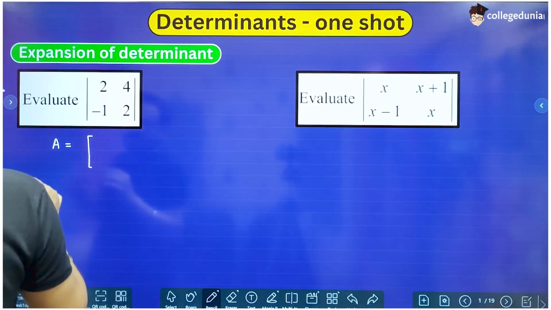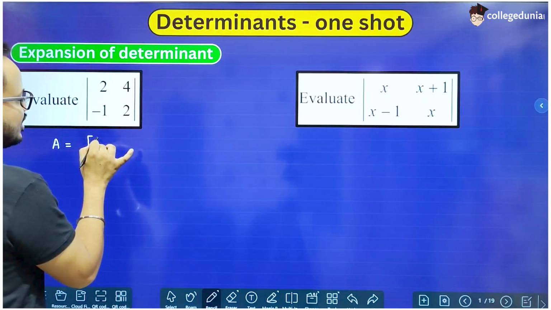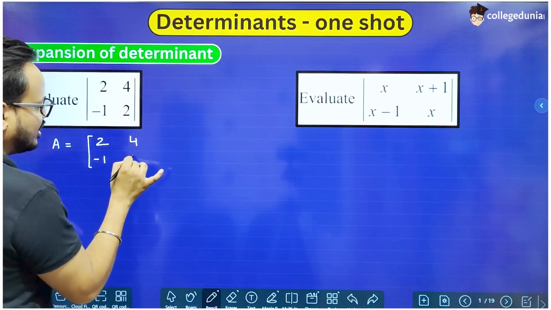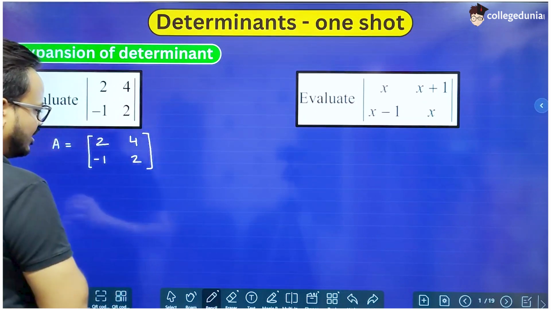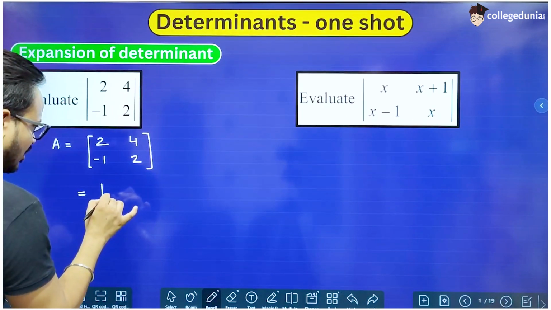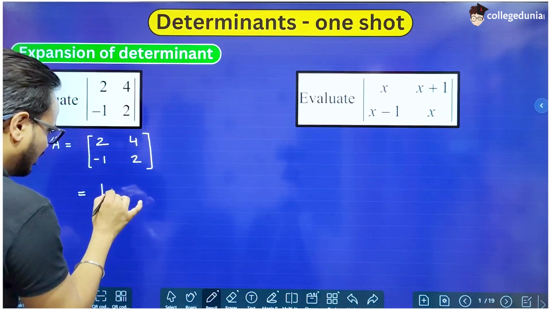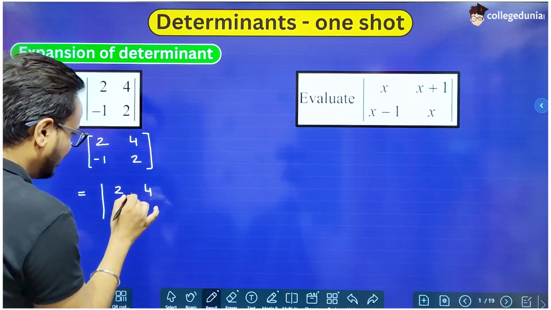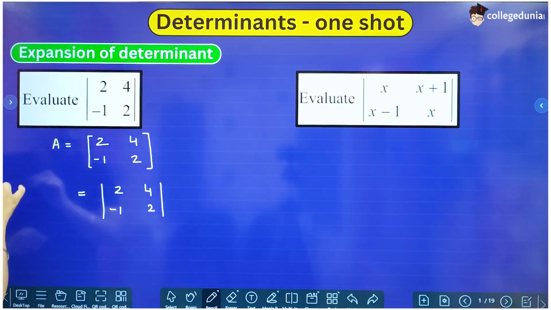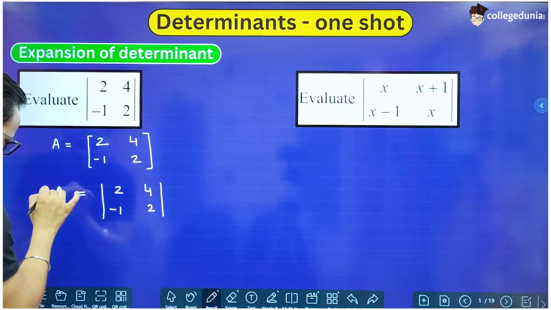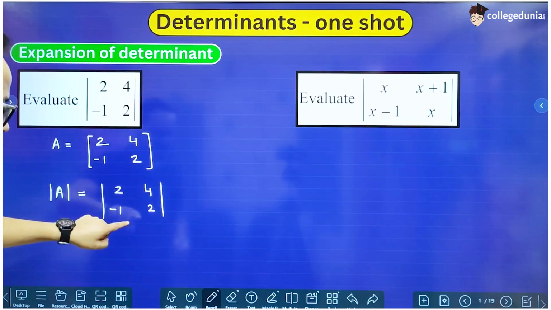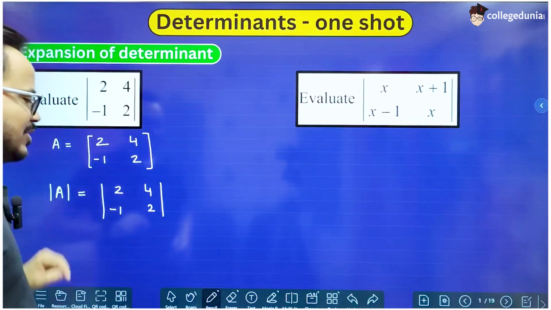So let's start. Suppose we have a matrix of order 2 by 2: 2, 4, minus 1 and 2, right? If we write it not using this square bracket but using straight lines, then this matrix becomes something which is called the determinant of the matrix, and it is represented by A between two straight lines. So this is the matrix and this is the determinant of the matrix.